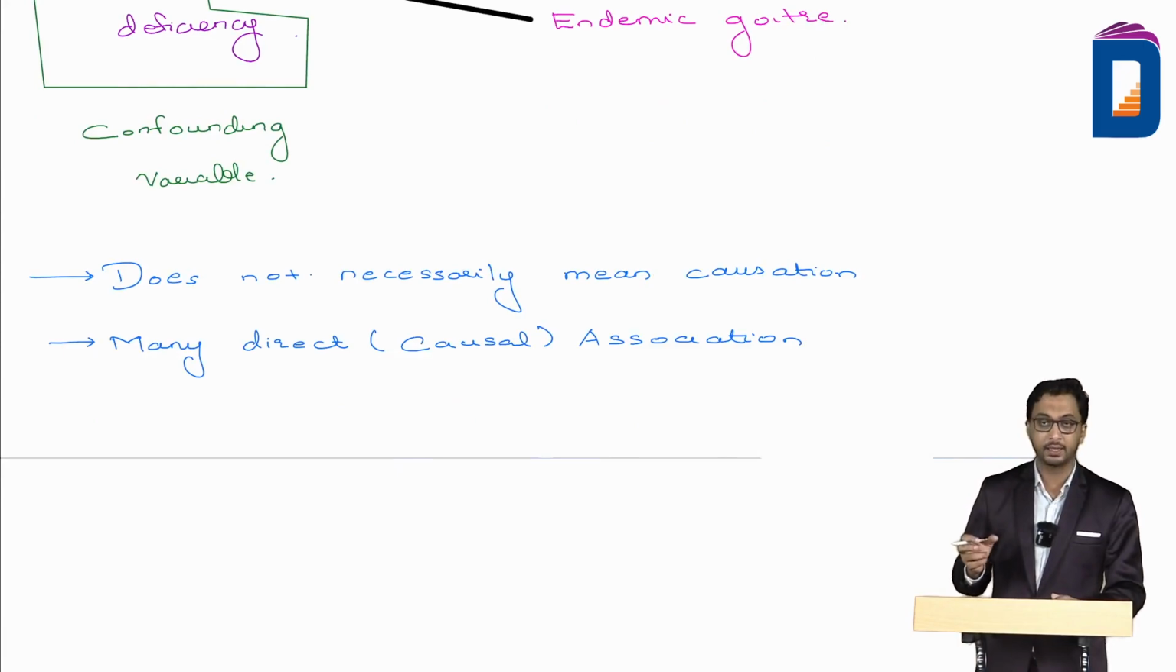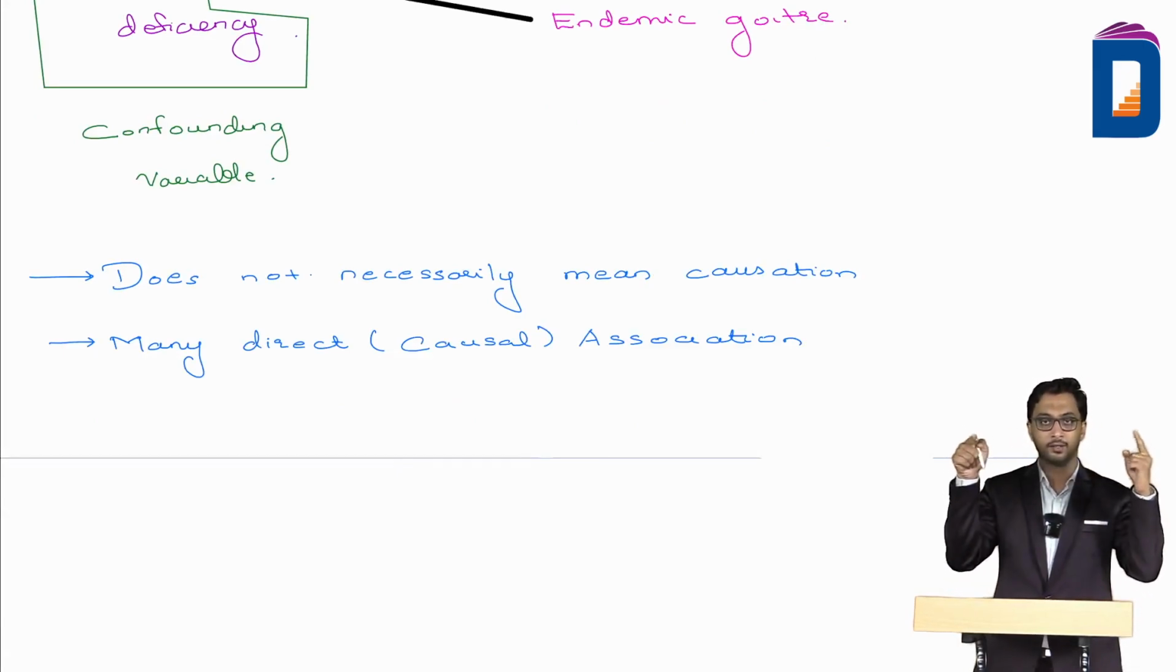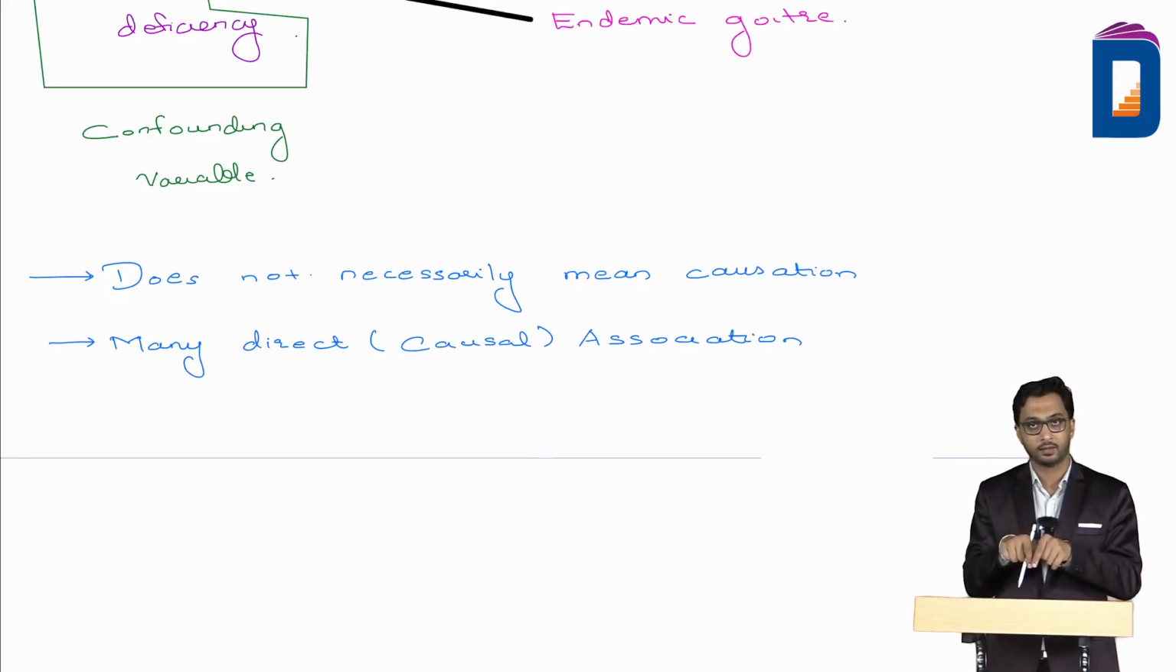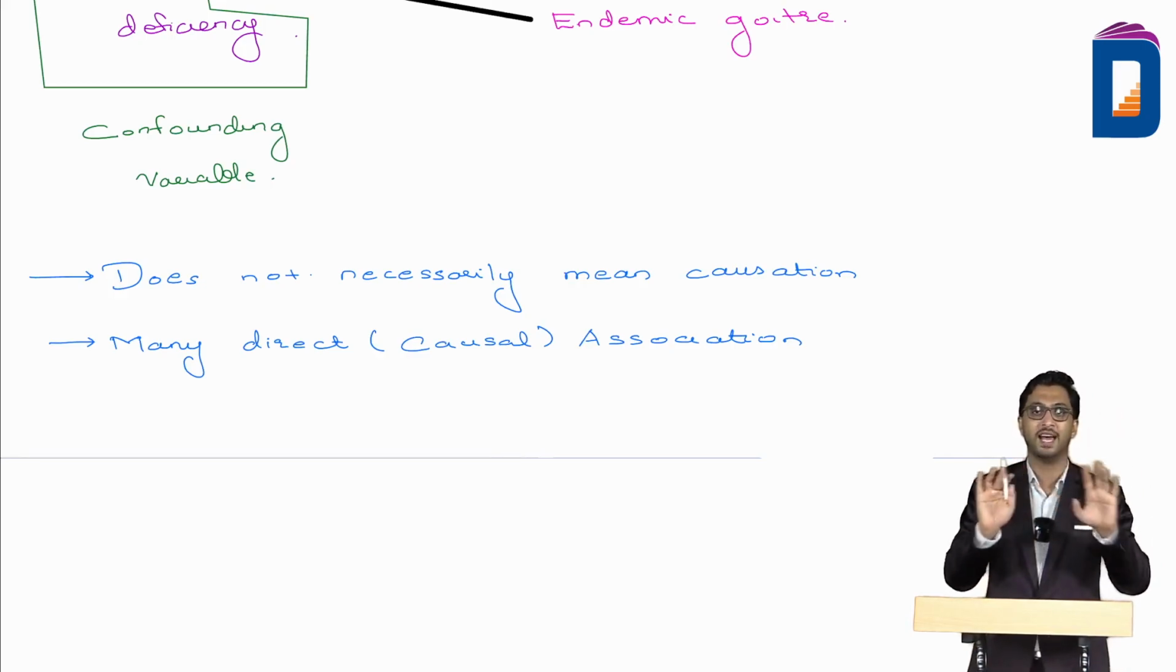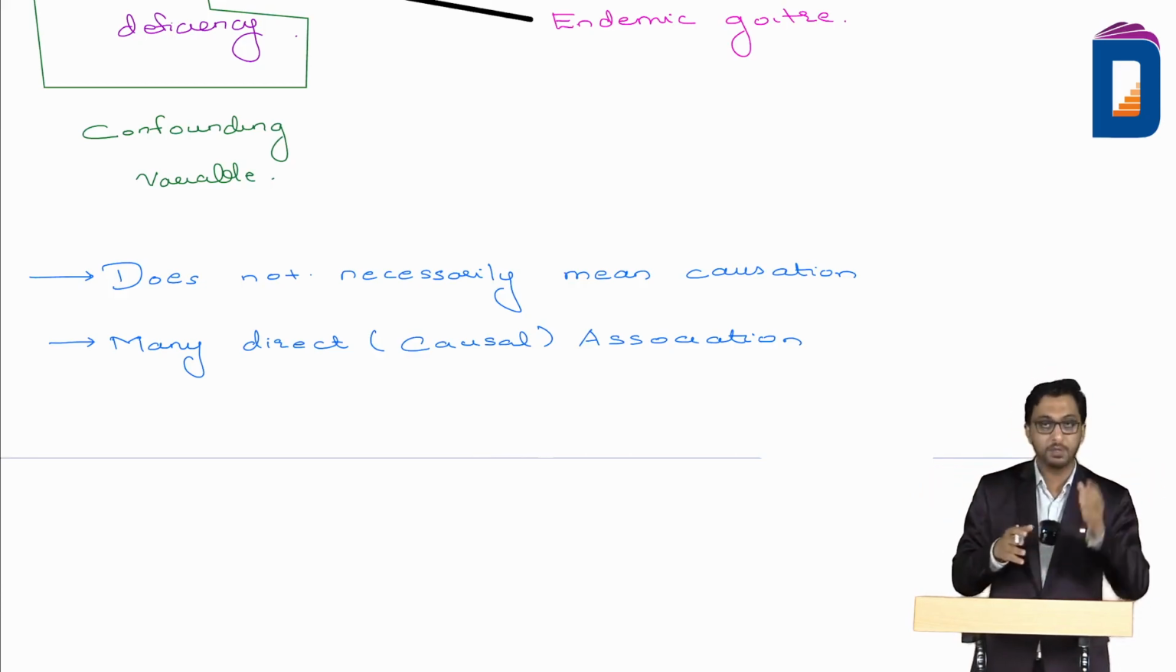And many direct causal associations we're going to see next. Direct means a one-to-one relation. Indirect means a third factor. Spurious means actually there is no association. Indirect means there's a third factor.